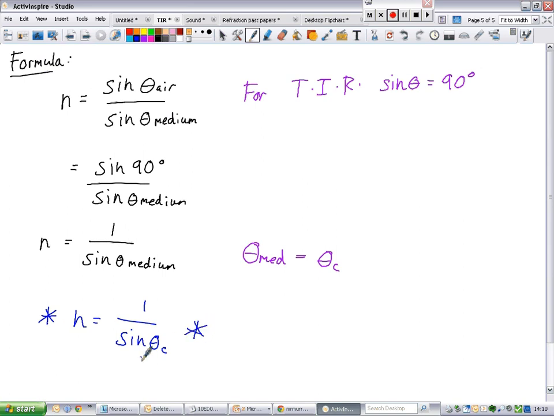And that is how the critical angle relates to our refractive index, and that's the equation that we'll use when we're trying to perform calculations on the critical angle. If we know the refractive index of something, we can figure out what the critical angle is. If we know what the critical angle of something is, we can figure out what its refractive index is from this simple equation. So it's just another tool that we can use to solve problems with light or with waves passing through.